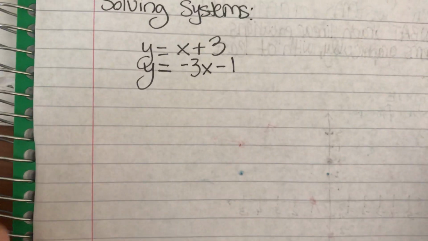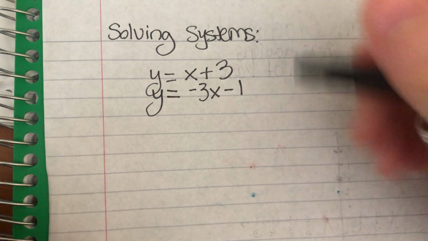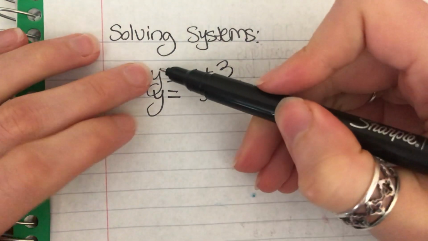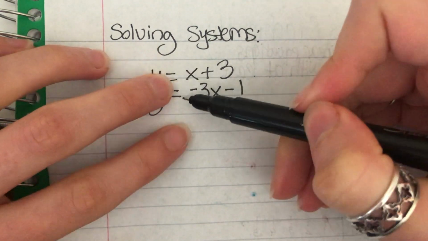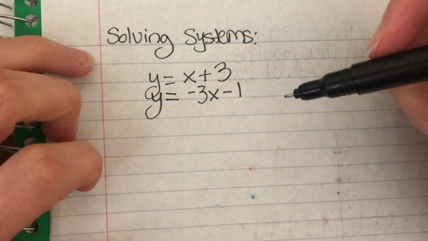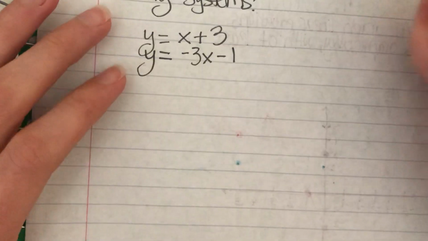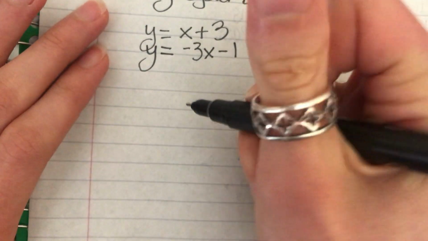So what we're going to do here is first we're going to notice, okay, they're already in slope-intercept form. How do I know that? The y is on one side, equal to, then we have an x term, and then we have a constant, okay? So we are in slope-intercept form, so we're ready to go ahead and graph. So I'm going to go ahead and graph these two.